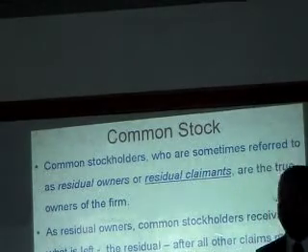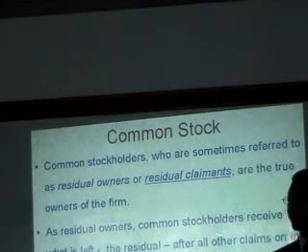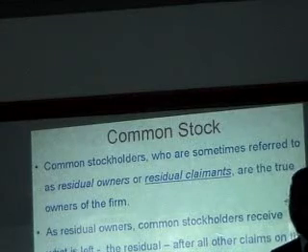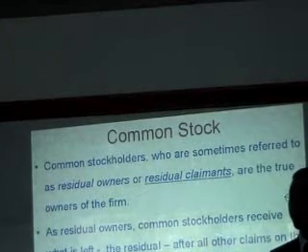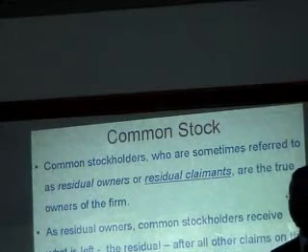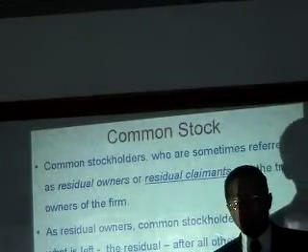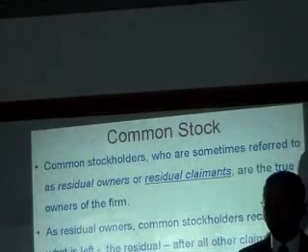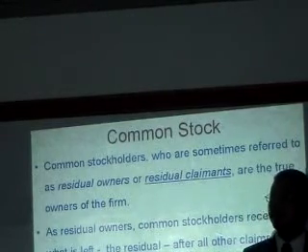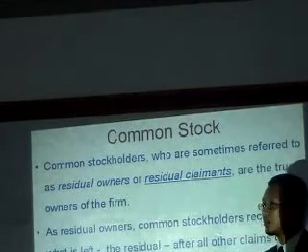After all the claims on the firm's income and assets have been satisfied, for example, paying debts, paying your creditors and such, and also don't forget your preferred stockholders, then only common stockholders. This is the last one to receive anything. So because of this uncertain position, common stockholders expect to be compensated with adequate dividends, and ultimately, this is the main reason why common stockholders want to hold stocks.